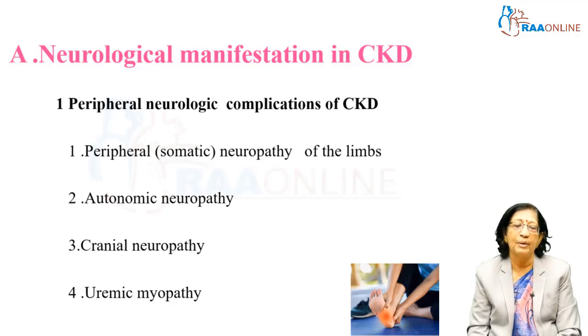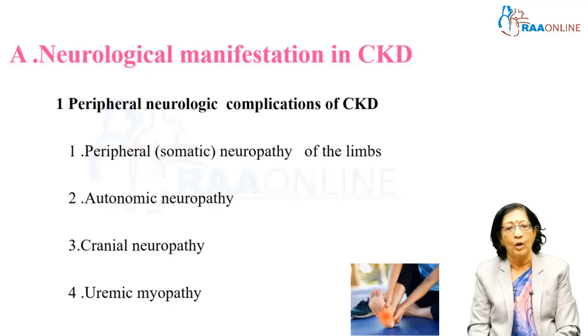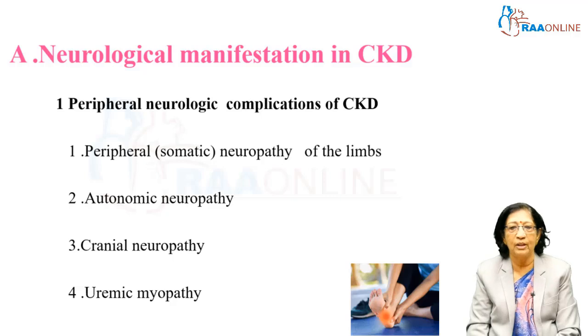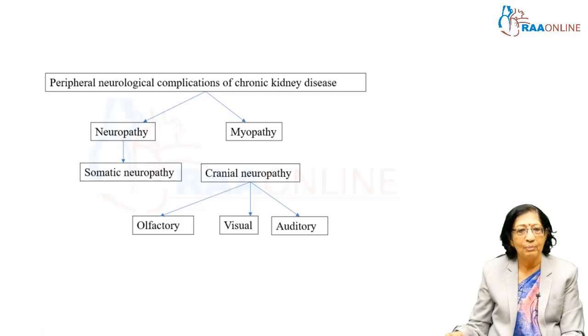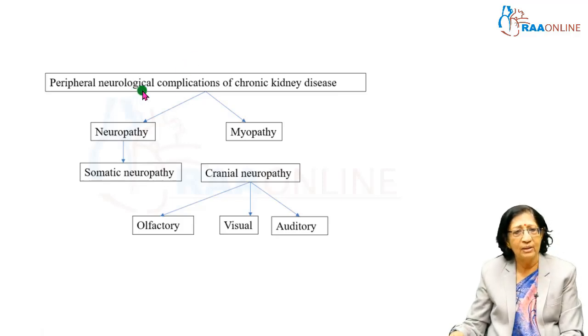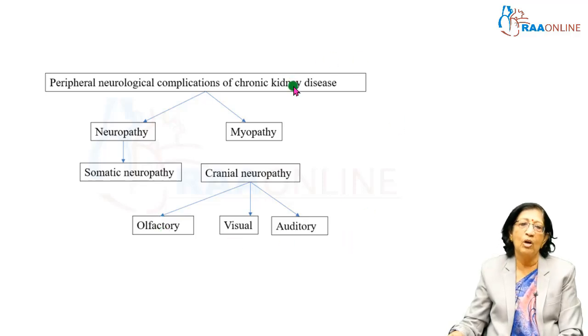The peripheral neuropathy here can be in the form of peripheral somatic neuropathy affecting the limbs, autonomic neuropathy, cranial neuropathy or uremic myopathy. All this come under the peripheral nervous system manifestations of CKD. We will go one by one. As mentioned, in chronic disease you have a neuropathy which is somatic neuropathy, and then you can also have cranial neuropathy. In cranial neuropathy, olfactory, visual and auditory system are much more involved, and peripheral complications can also produce a myopathy.